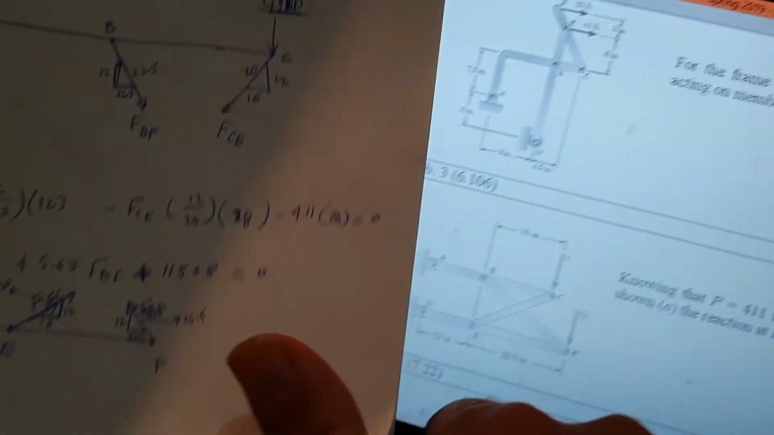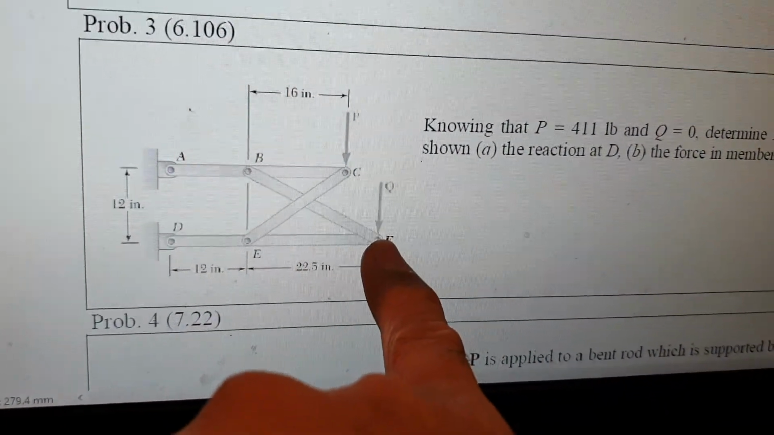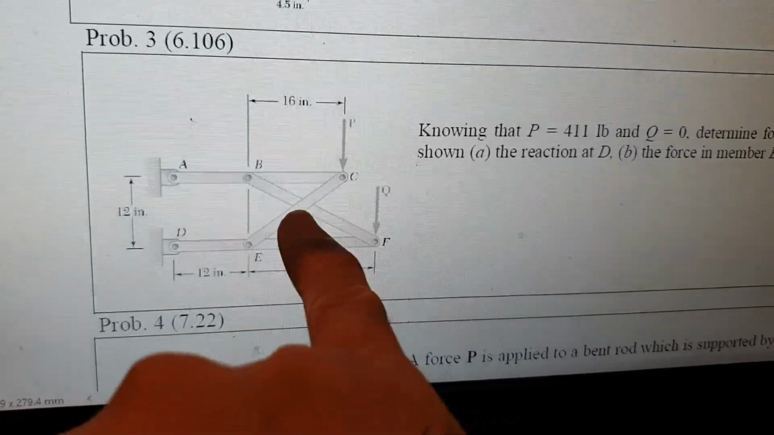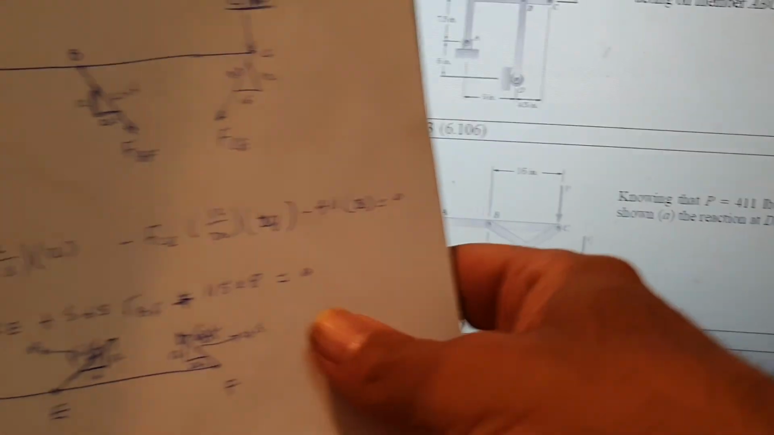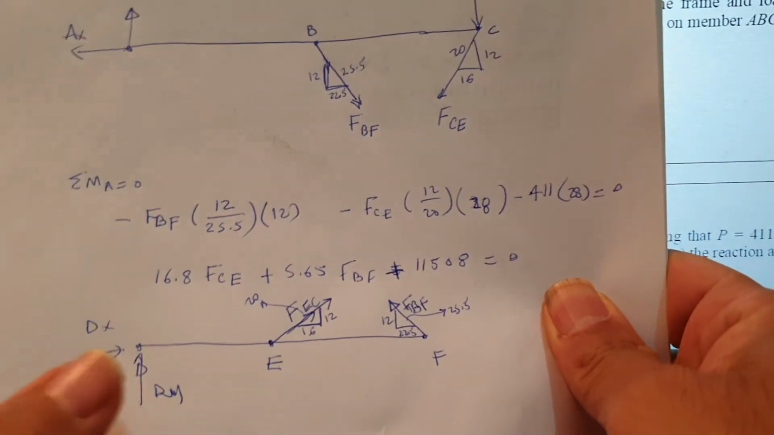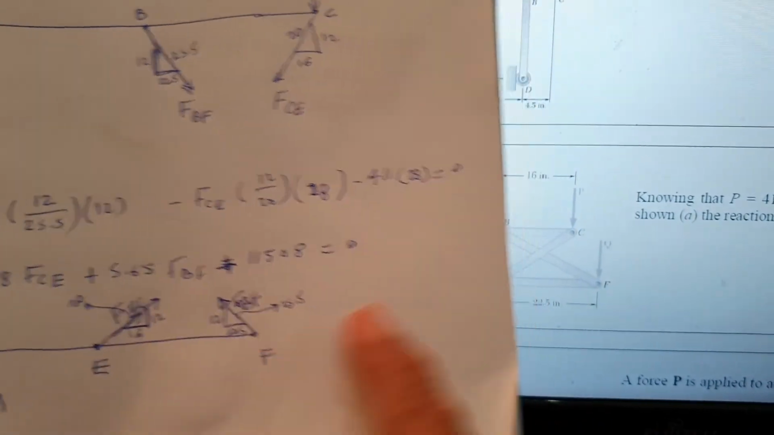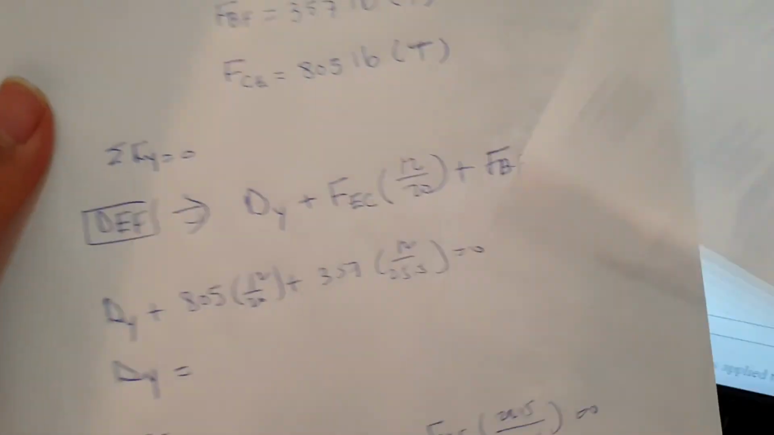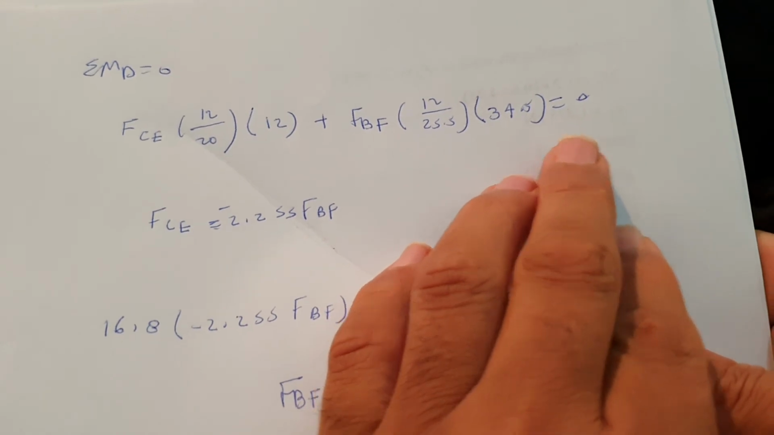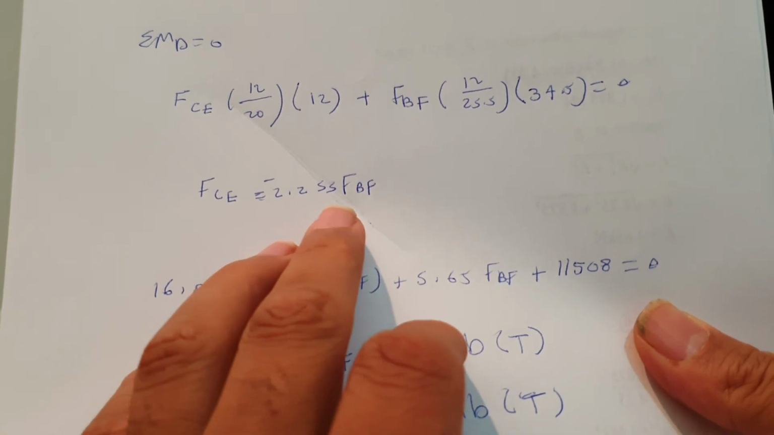Now let's take the second part. Let's take this one, D. Assume it's tension. This is going to be tension and tension here too. Okay, so we'll do it like this, D, A, F, and we'll have the same dimensions, FEC, FBF, and there are no forces here. Force here is 0. So we'll do summation of moment at D, so we'll have the reaction equal to 0. So FCE is equal to minus 2.25 FBF.